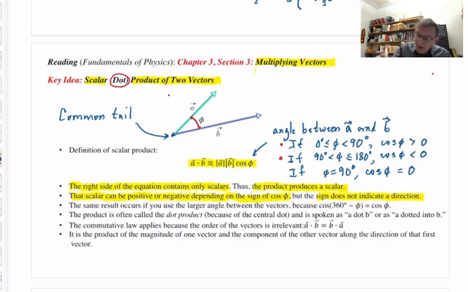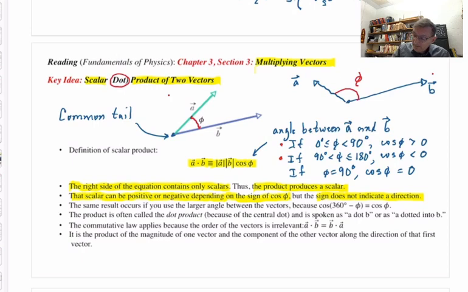Let me just draw them over here to the side. That would correspond to, well, something like this. B would be like that. There's the common tail. And maybe A would go off like that. So that the angle between them, when they're drawn with a common tail, there's the phi, is clearly larger than 90 degrees. Then the scalar product of the vectors drawn like that would be a negative number.